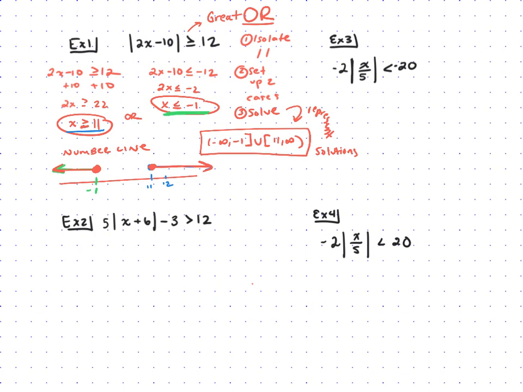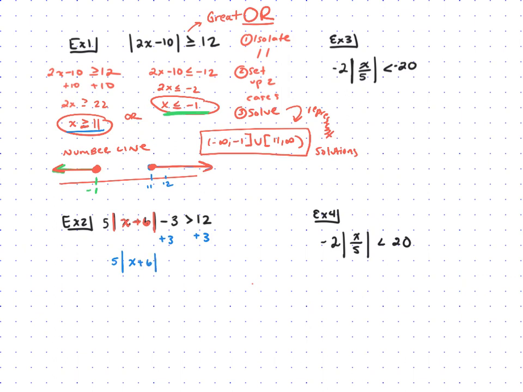Okay, let's do example 2. So example 2, the absolute value is not isolated. So my goal is to just get this absolute value of x plus 6 on its own. So I need that 3 to go away, I need that 5 to go away. So I'm going to add 3 first, and the order you do this is really, really important.